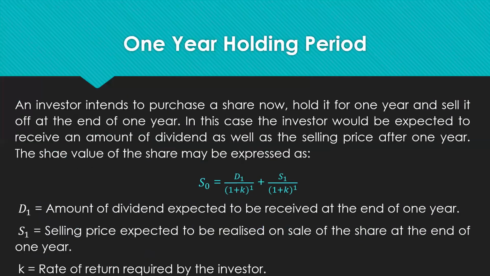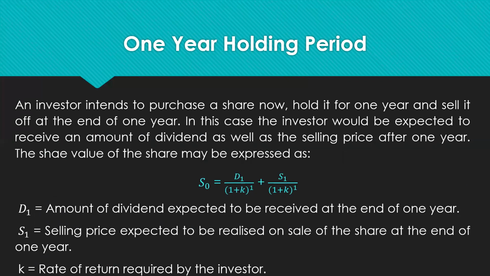Now we are going to look into the various models of share valuation. The first one is the 1 year holding period. Suppose the investor purchased some shares and wants to hold them only for 1 year. Then at the end of the year, he is going to get the dividend for that year as well as the sales proceeds from that security.